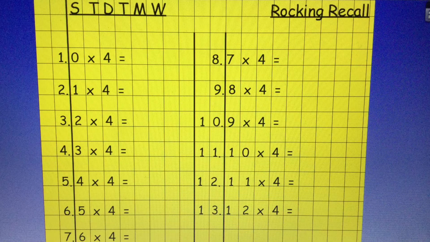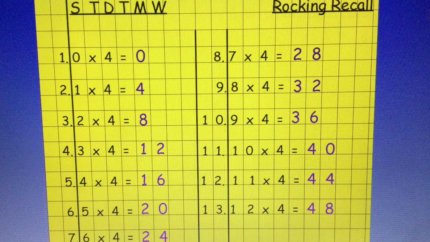Can you pause the video now and complete the 4 times table calculations below? Remember to count on 4 when you are struggling. 0 times 4 is 0, 1 times 4 is 4, 2 times 4 is 8, 3 times 4 is 12, 4 times 4 is 16, 5 times 4 is 20, 6 times 4 is 24, 7 times 4 is 28, 8 times 4 is 32, 9 times 4 is 36, 10 times 4 is 40, 11 times 4 is 44, and 12 times 4 is 48.